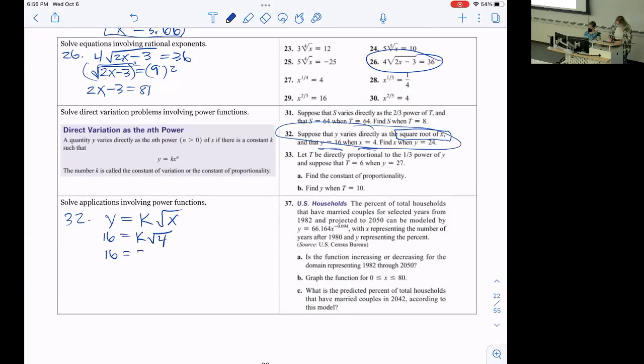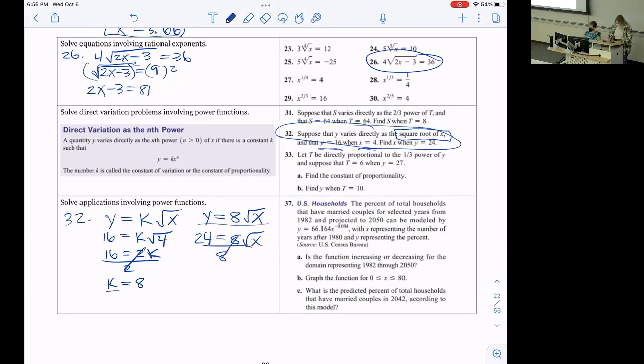The square root of 4 is 2k. Divide by 2 to isolate k, and we have k equals 8. Now we can plug this k back into the original equation. And this is the equation that we will be working with, but we want to find x when y equals 24. So we plug in 24 for y. We have 24 equals 8 times the square root of x.